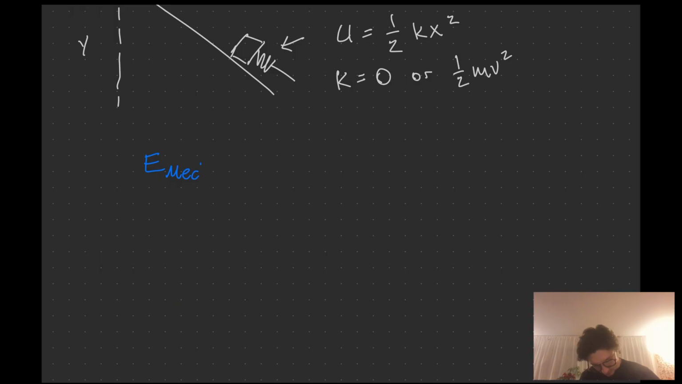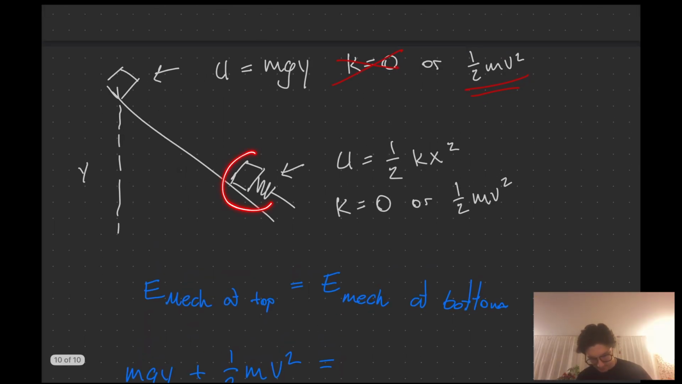E mechanical energy at top equals E mech at bottom. This is kind of like an energy conservation equation that I'm just pulling out of nowhere because I think it'll try to solve the problem. And what that looks like now is mgy plus 1/2 mv squared is equal to, well, at the bottom, this thing has no kinetic energy anymore. So K equals 0 or 1/2 mv squared. I just put those as the options. It does not equal 1/2 mv squared.